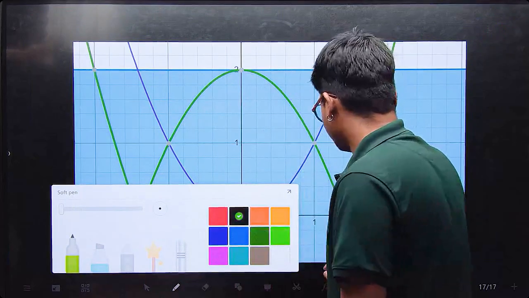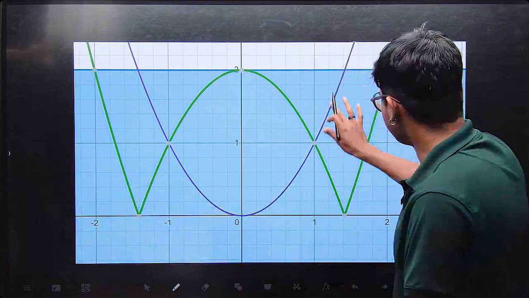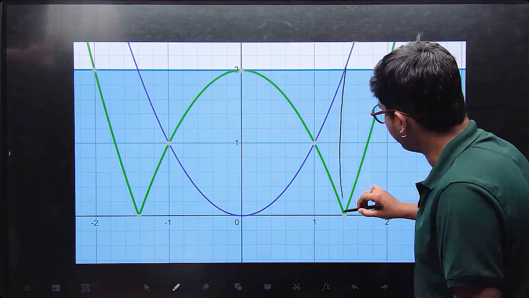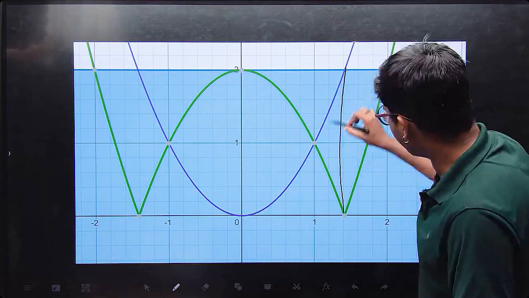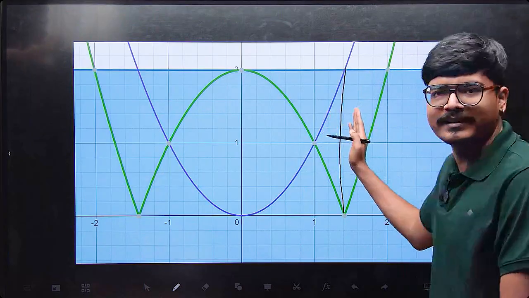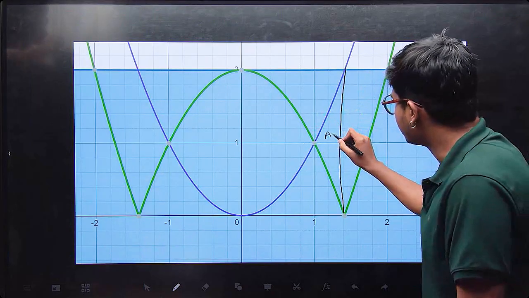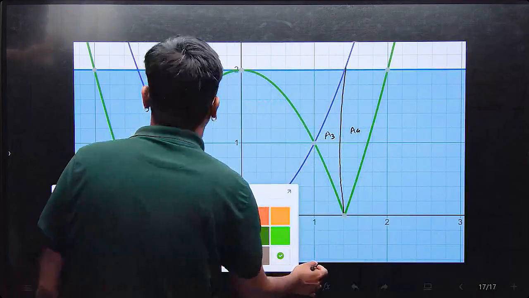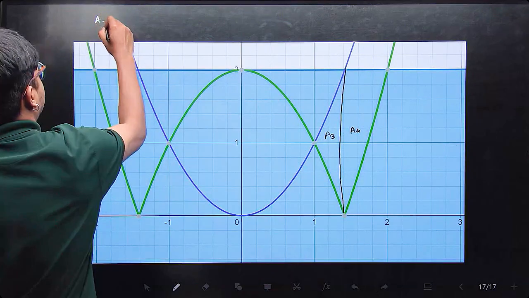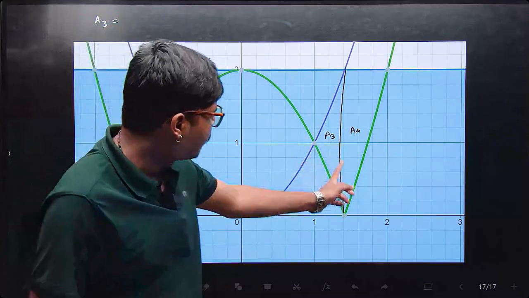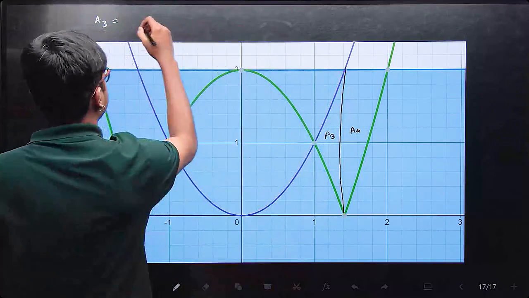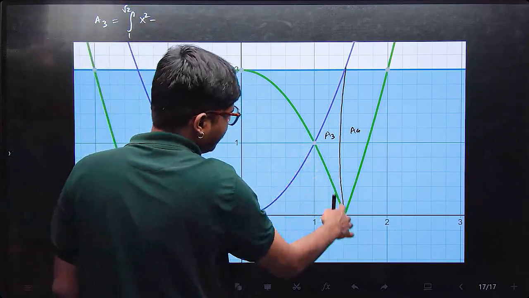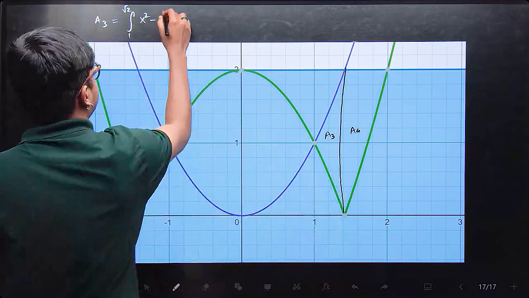Right. So this is the only region that's left, right? This is the area that we need to find. So for finding this, observe that between this point and this point, this is the upper curve, this is the lower curve, right? So I can further split this region into two parts. Let's call this A3 and let's call this A4. Then what is A3 going to look like? A3 should just be the integral from 1 to root 2 of x square minus, what is the lower curve here? It's still 2 minus x square.